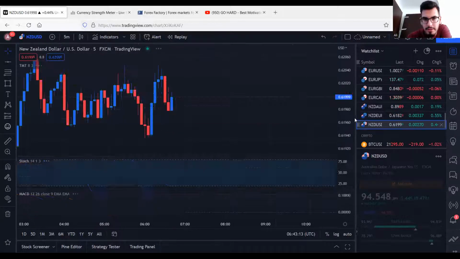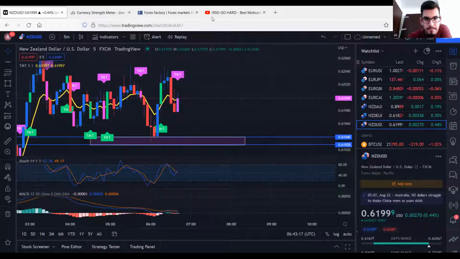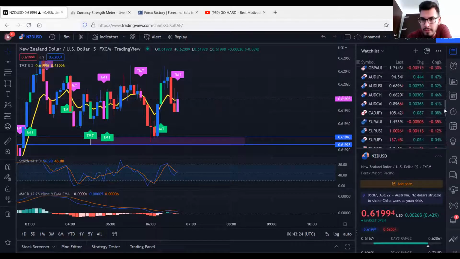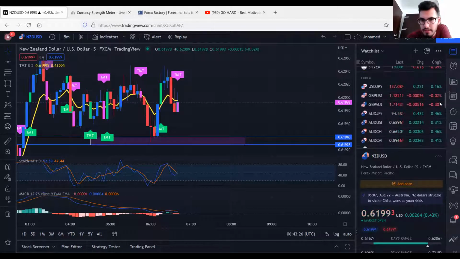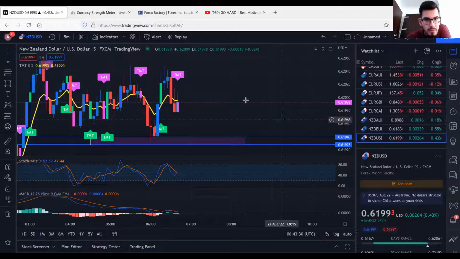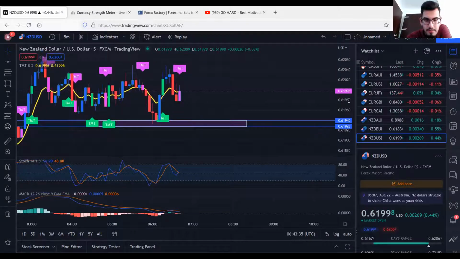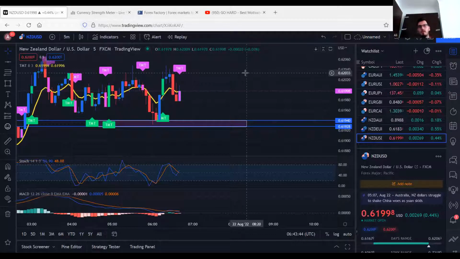Let's check NZD/USD. I got AUD/NZD earlier. Okay, we didn't look at AUD/NZD areas, so I believe you might have done that by yourself. That's fine. AUD/NZD, no, NZD/USD. I was just testing the TMT. That's fine. That's great.